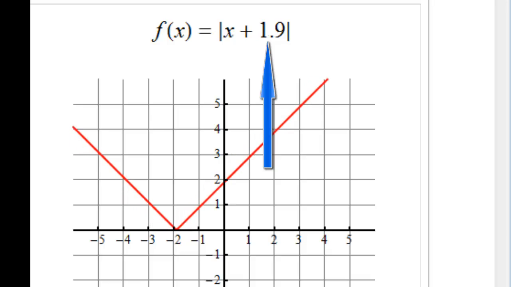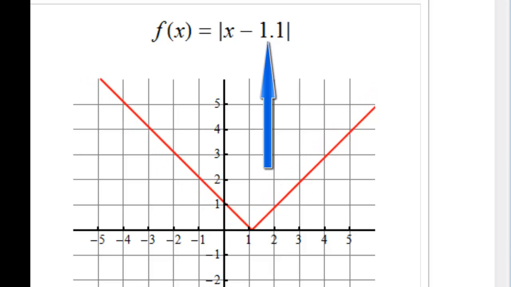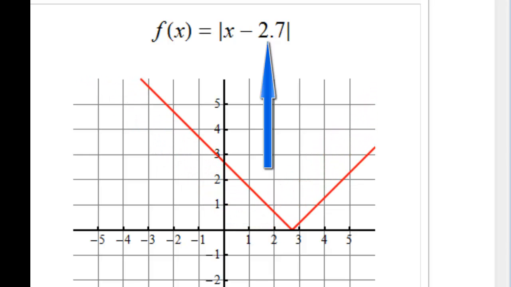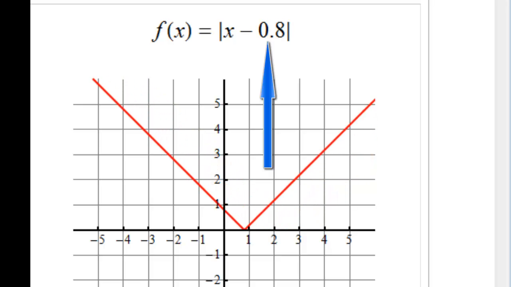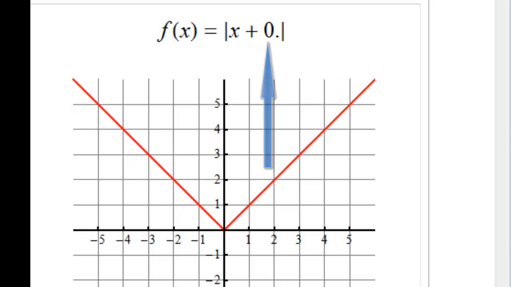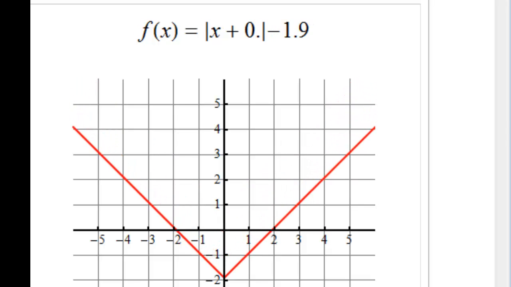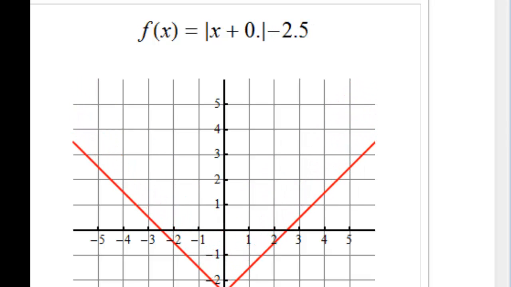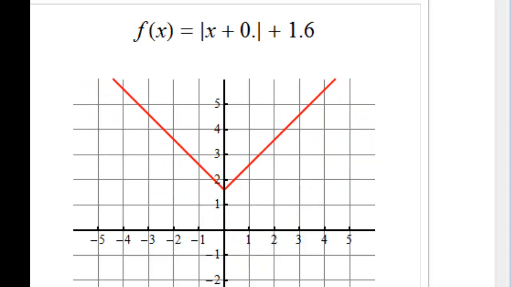So on the inside, the number that you see, that's the shift, is the opposite direction of what you see. So a negative number moves it to the right in the positive direction. A positive number moves it left in the negative direction. Okay, but on the outside, a negative number moves it down. So the negative number moves it in the negative direction, and the positive number moves it in the positive direction.